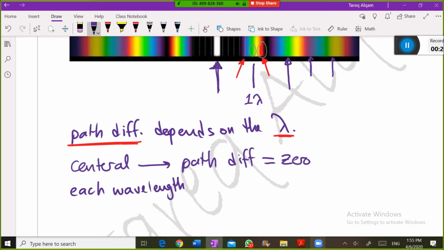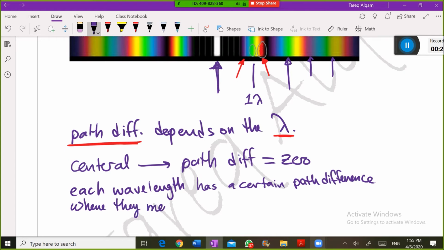We may write it like this: each wavelength has a certain path difference where the waves meet in phase, or interfere constructively.